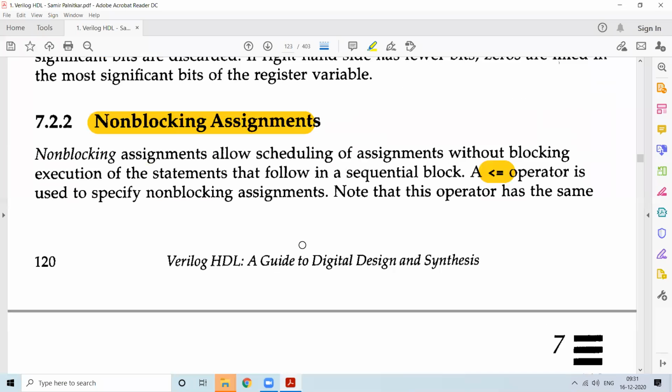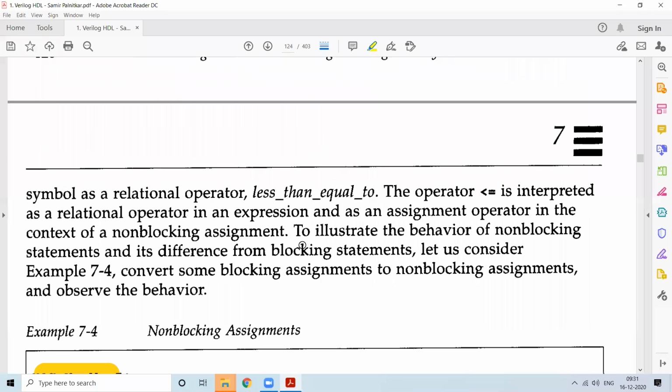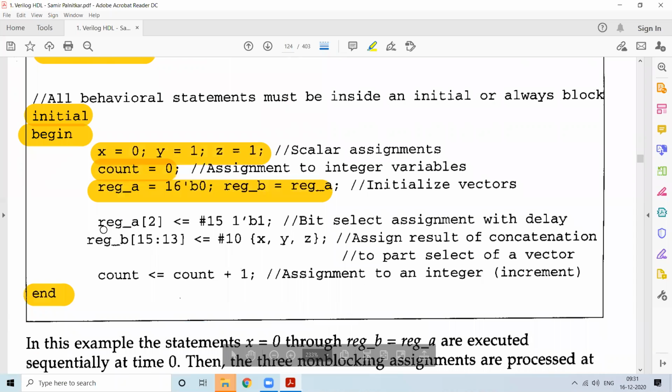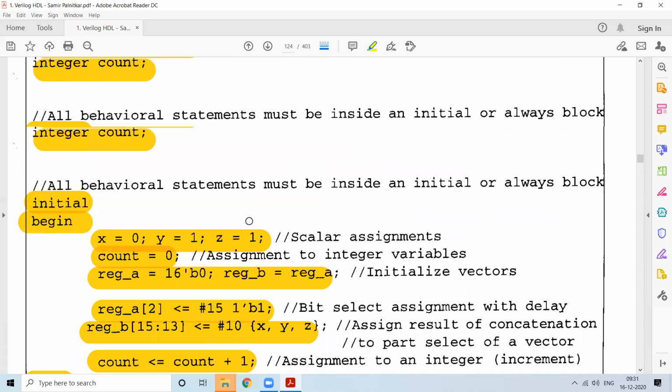But we should remember certain characteristics pertaining to non-blocking assignments. Here we can see that we have the blocking assignment statements. But here you can observe that these are non-blocking assignments, since you have a less than or equal to sign over here. Now what happens in this case?